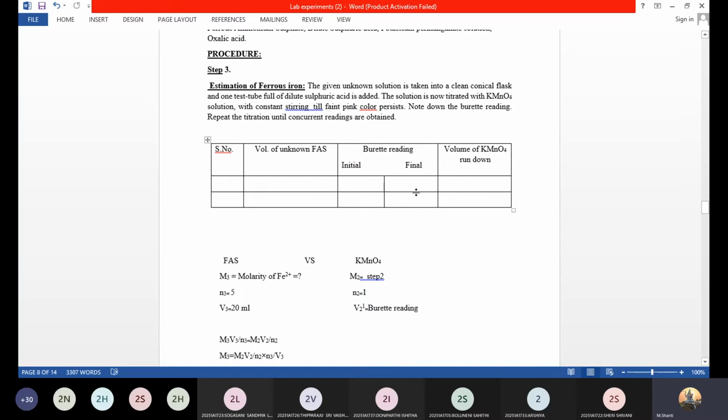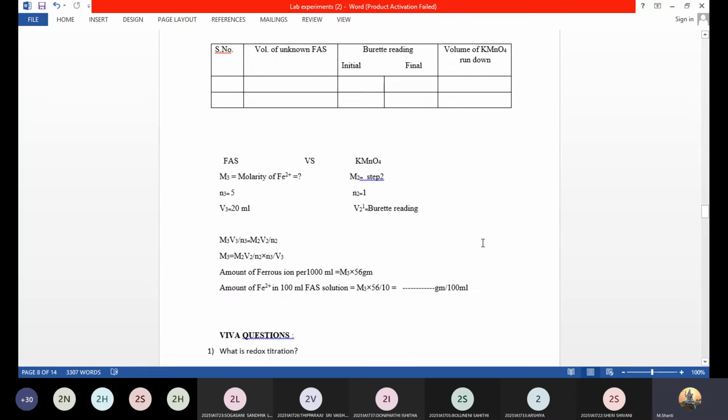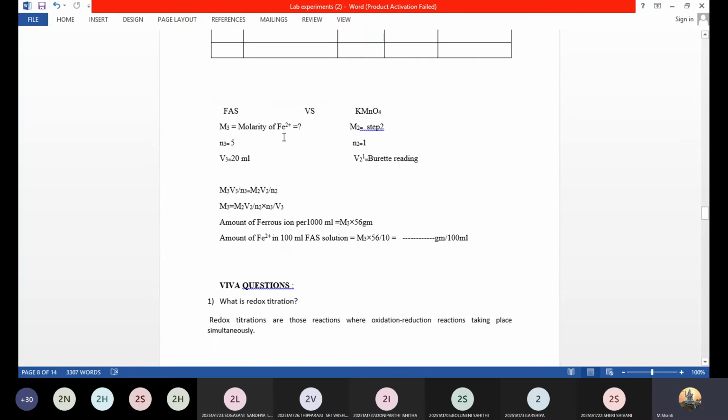Here also only two titrations. Each girl will be doing one titration. So note down both the titer values in the tabular column. And then how to calculate M3? You have a formula: M3 B3 by N3 equal to M2 B2 by N2. Using that formula, substitute all these things and get the M3 value.